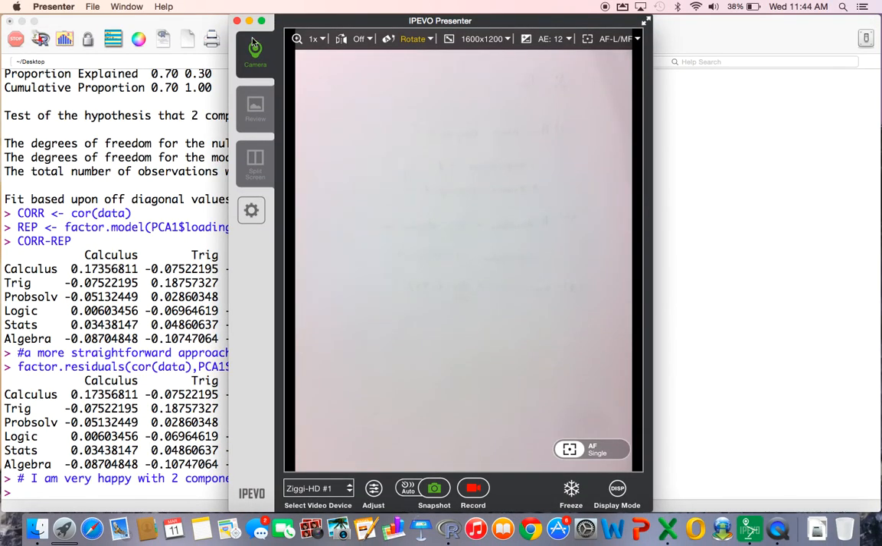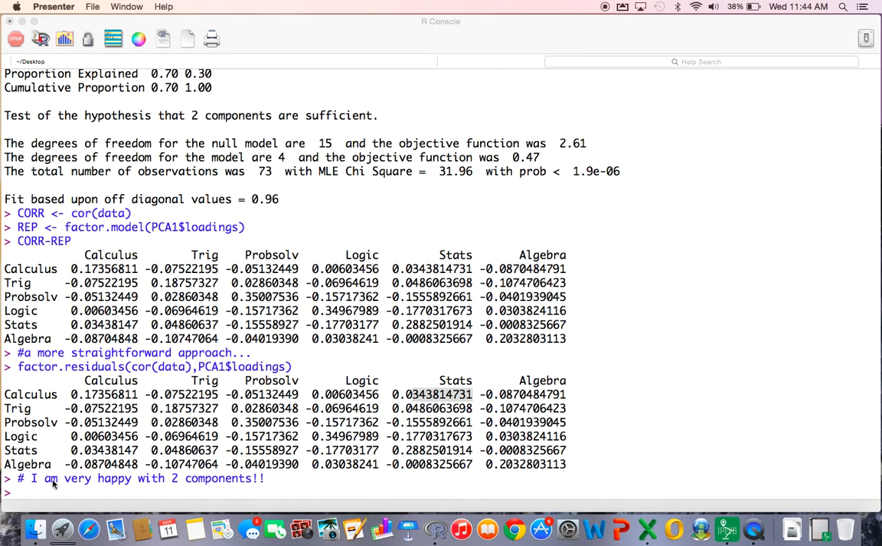All right, boys and girls, I am ready to make some good stuff happen now. So, at least I am content with two factors, so let's start the process of rotation. Now, there's two types of rotation: orthogonal and oblique. And I am going to illustrate both of these for you.